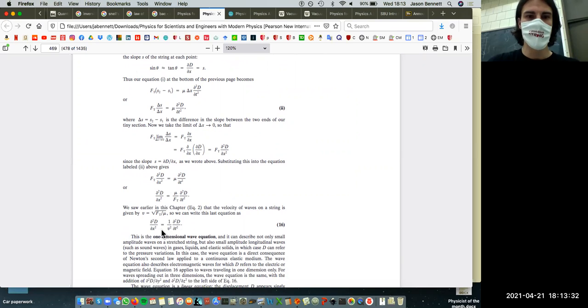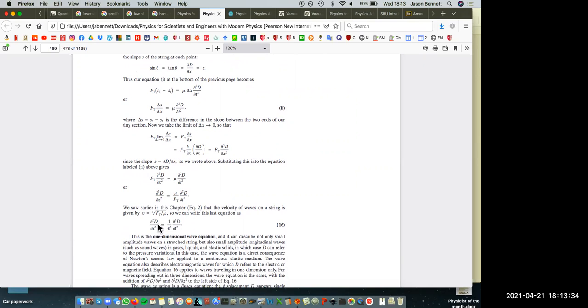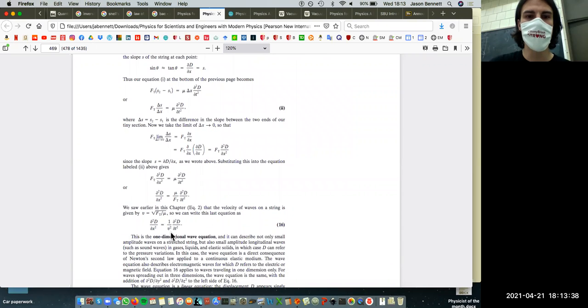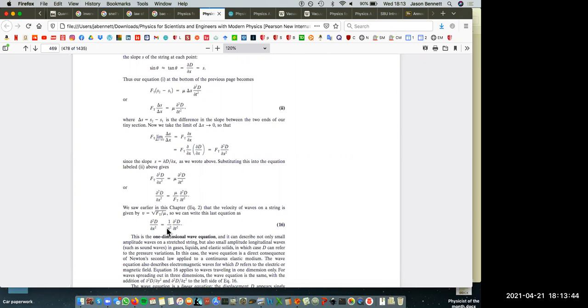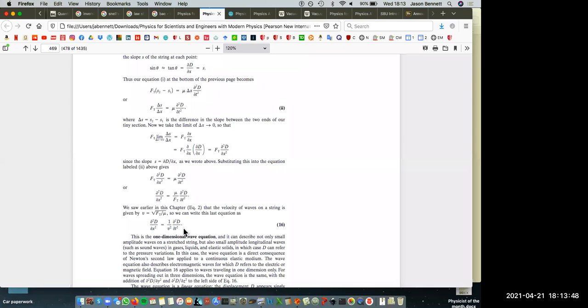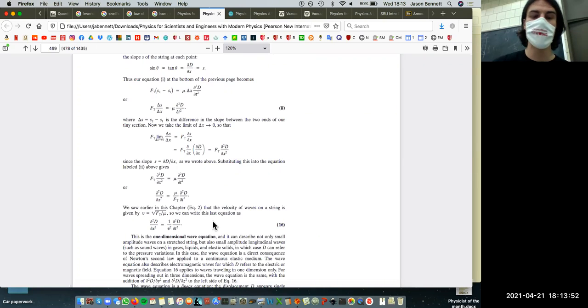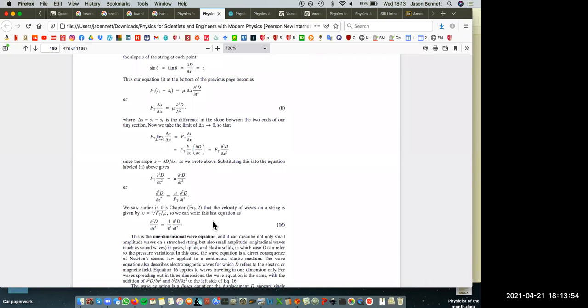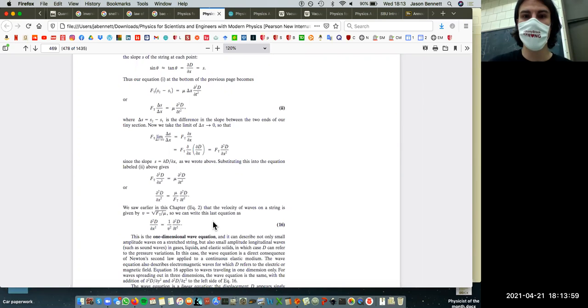It's the second spatial derivative of some function on the left-hand side. Then we have this 1 over v squared, which turns out to be the speed of the wave, the velocity at which the wave is traveling. And then you have a time derivative. One thing we can notice is that we had these time and space derivatives when we were talking about Faraday's law and special relativity, and we'll get to that in a second.